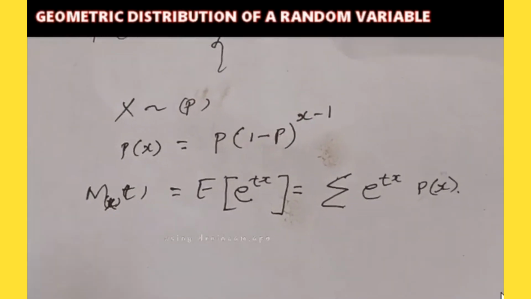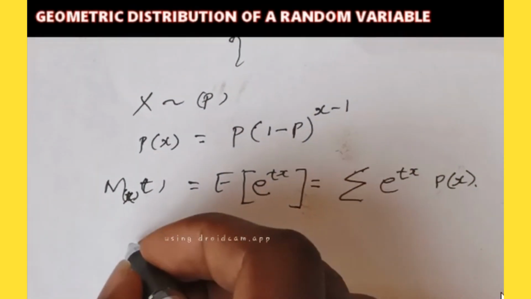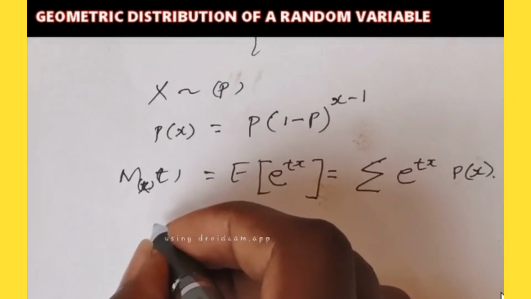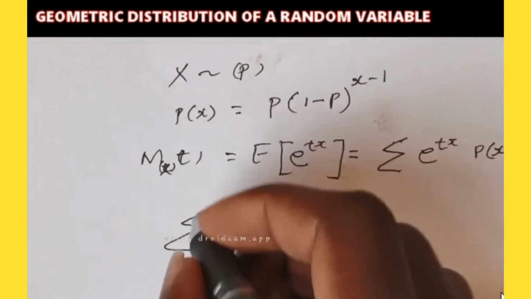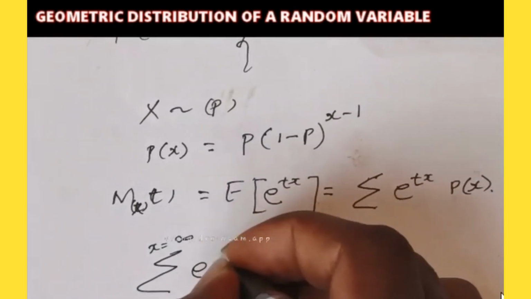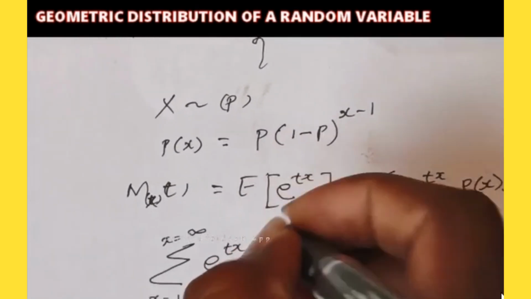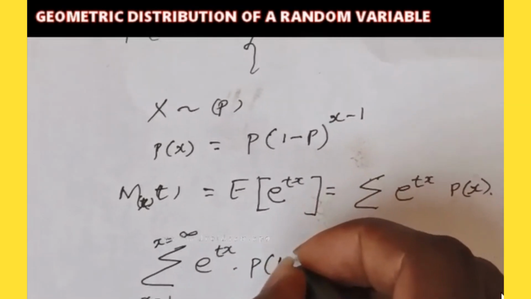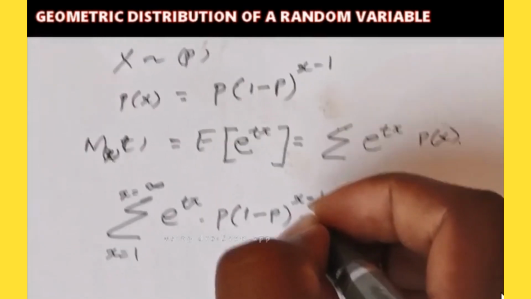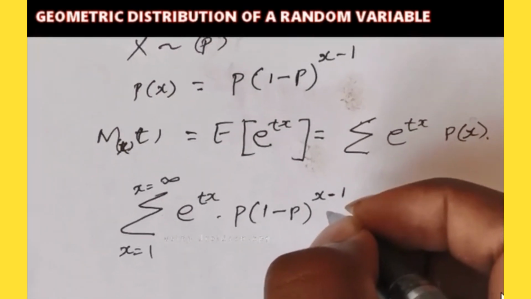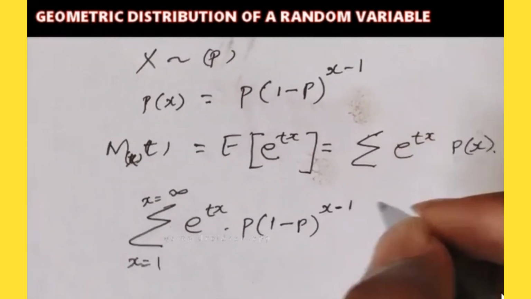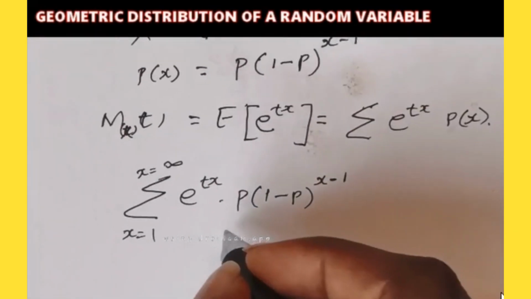So how are we going to compute this? Remember that our values range from x equal to 1 until x is infinity. So we have the summation from x equal to 1 up to infinity of e^(tx), multiplied by p times (1 minus p) raised to x minus 1. So we want to factorize this p. Let us remove p outside.